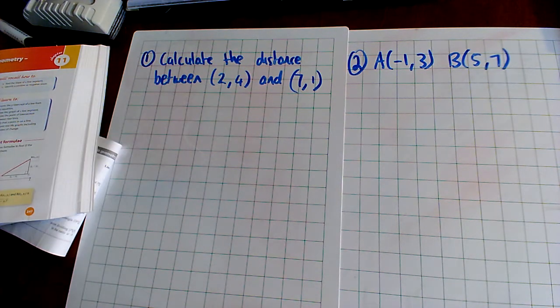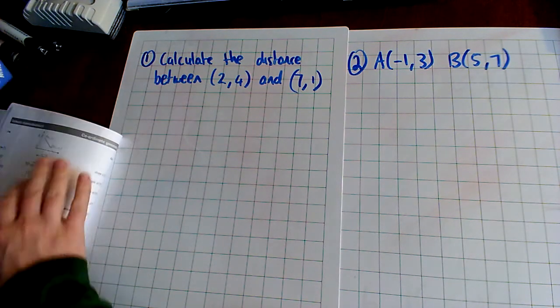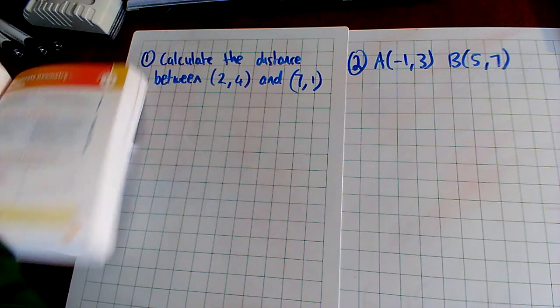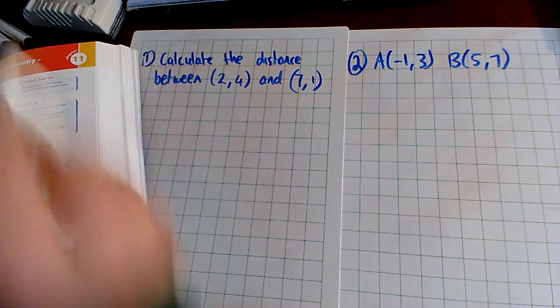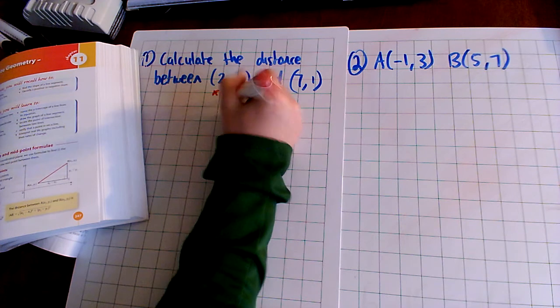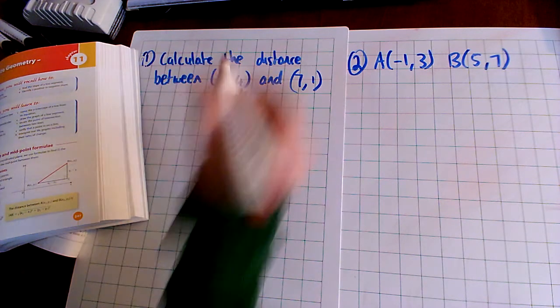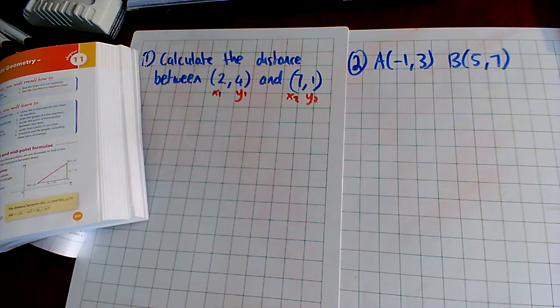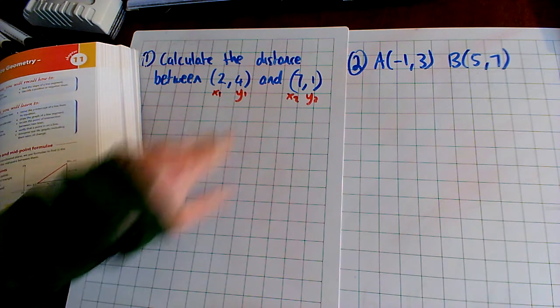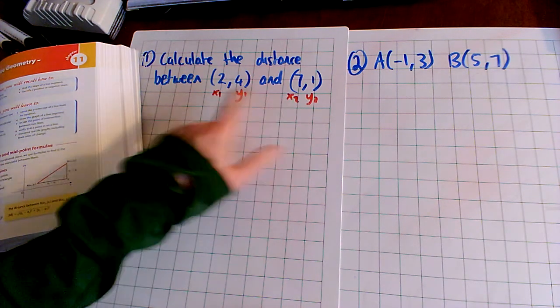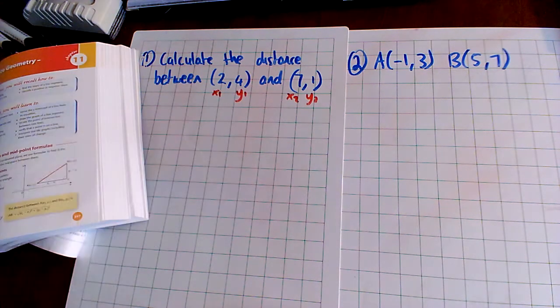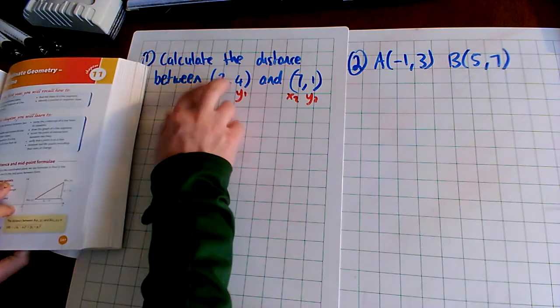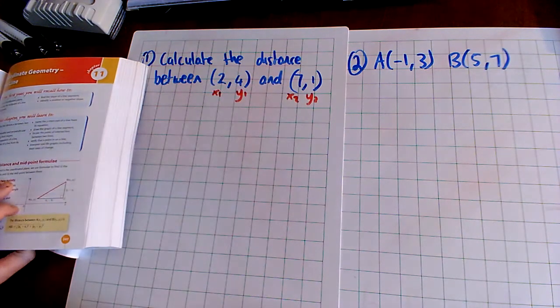What we do first of all is always label them. Generally I pick a different colour pen. I'm just going to pick red and I label them. This is my first x and my first y, and this is my second x and my second y: x1, y1, x2, y2. So you label your 2 points x1, y1, x2, y2. It doesn't make a difference whether you label this one x1, y1 or this one x1, y1. Usually I just put the first one as x1, y1 and the second one as x2, y2.